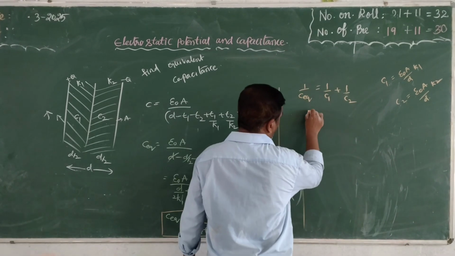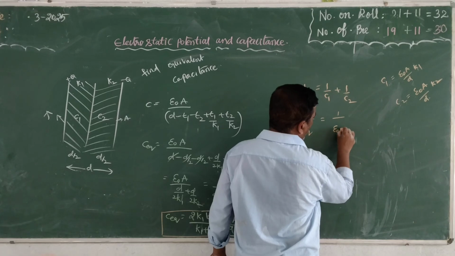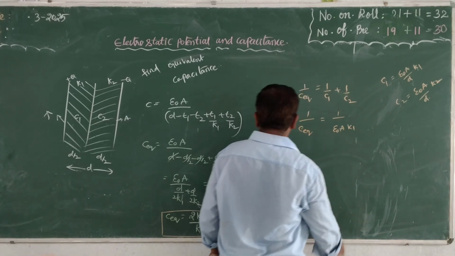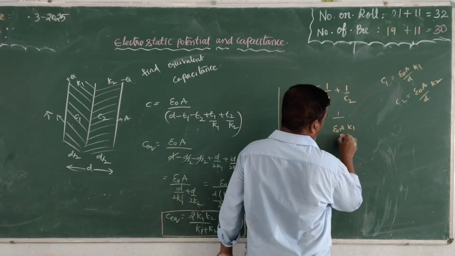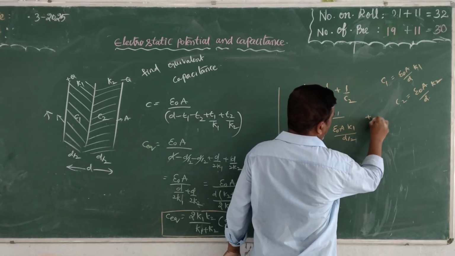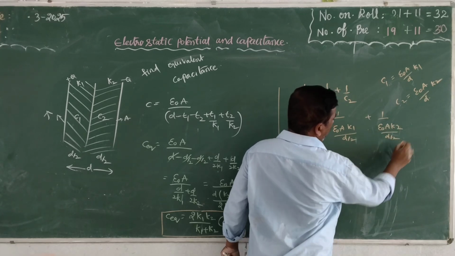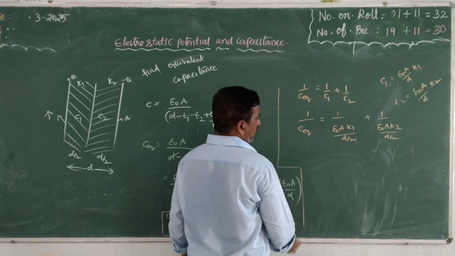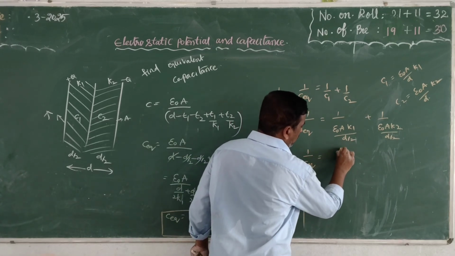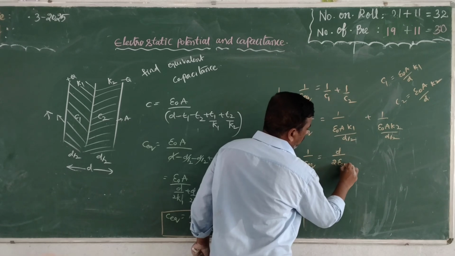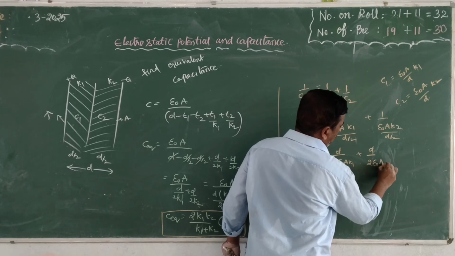So we can write 1 by C equivalent equal to 1 by epsilon naught A into K1 times D by 2, plus 1 by epsilon naught A by K2 times D by 2. See here, D by 2 changes. So 1 by C equivalent equals D by 2 epsilon naught A K1 plus D by 2 epsilon naught A K2.